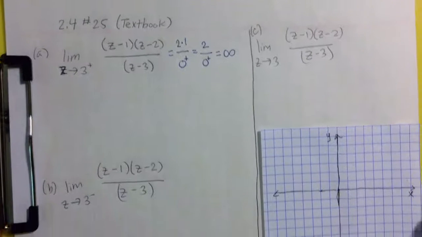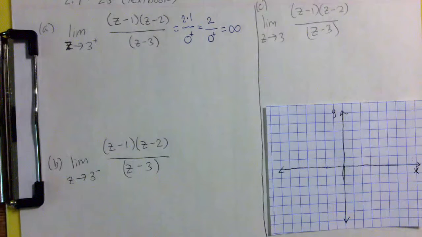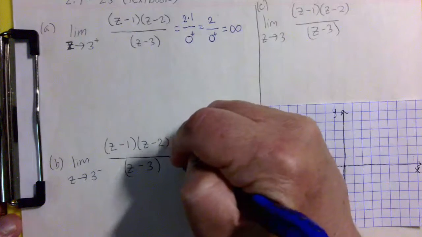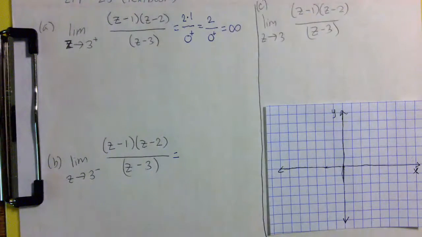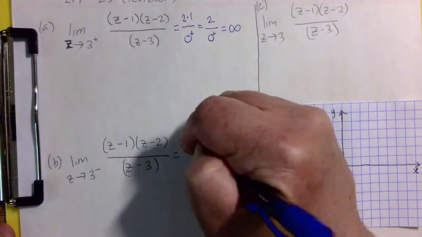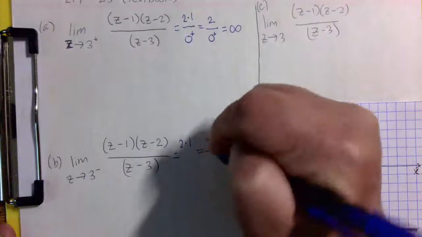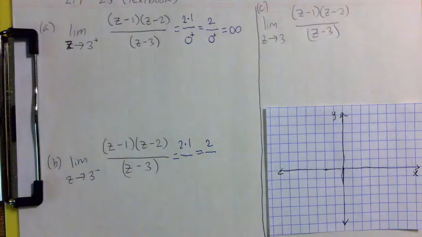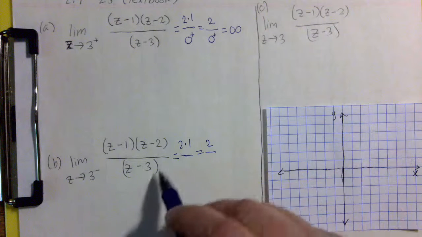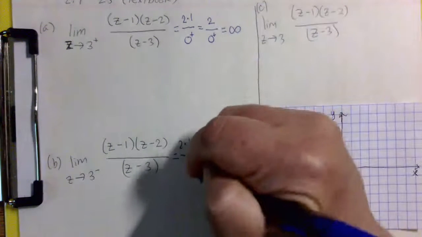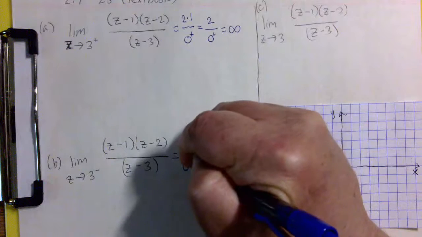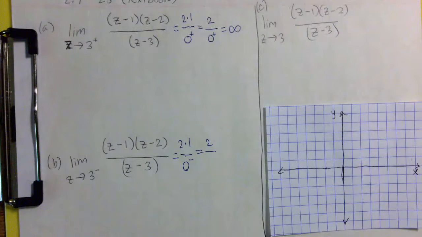Now let's compare that to what we get as we approach from the left. Okay. Now as we approach from the left, the numerator, we still have values that are approaching 3. So the numerator is still approaching 2 times 1, or 2. So that part does not change. The denominator is approaching 0, but this time we're coming from the opposite direction. We're coming from the left. So if we plug in 2.9, 2.99, 2.999, this is approaching 0, but it's approaching 0 through negative values. So we'll denote that with a 0 with a negative sign as a superscript.